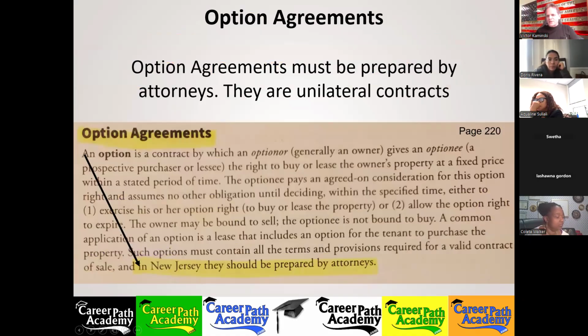Option agreements must be prepared by attorneys. Otherwise, we're practicing law without a license. So, any contract that gives somebody an option to do something must be done by an attorney. Like a lease with an option to buy, as an example. Okay, so just highlight here, option agreements in New Jersey should be prepared by attorneys. Have that arrow down to that.